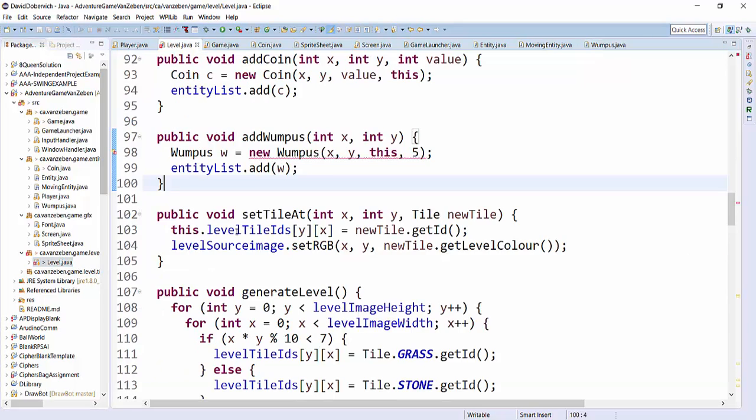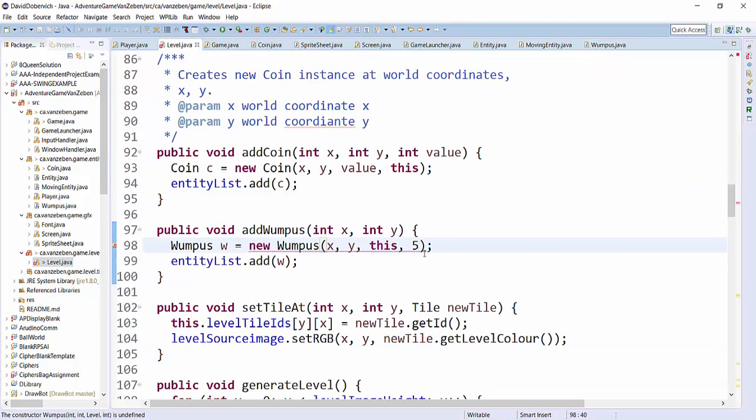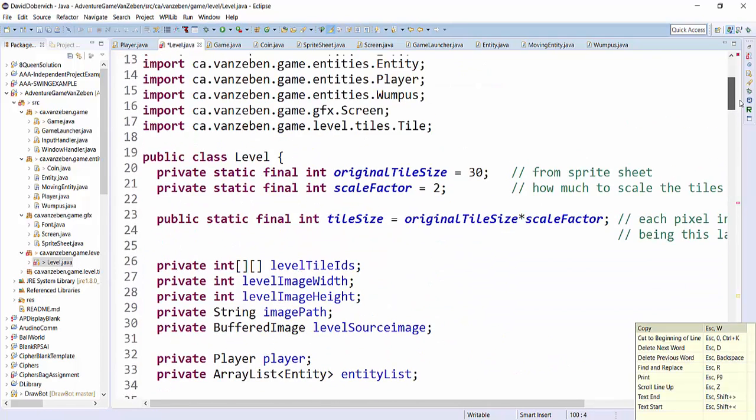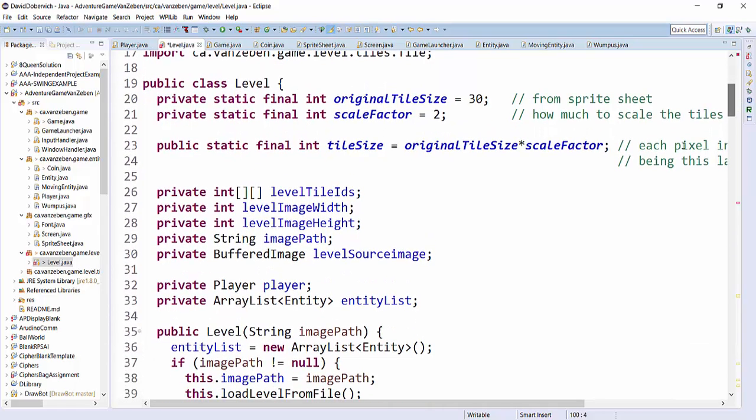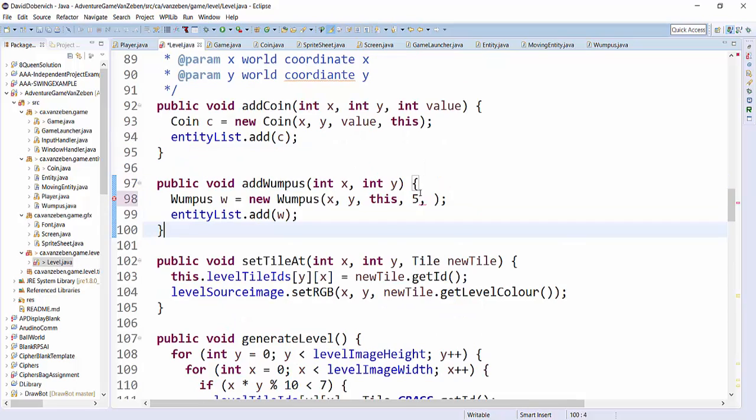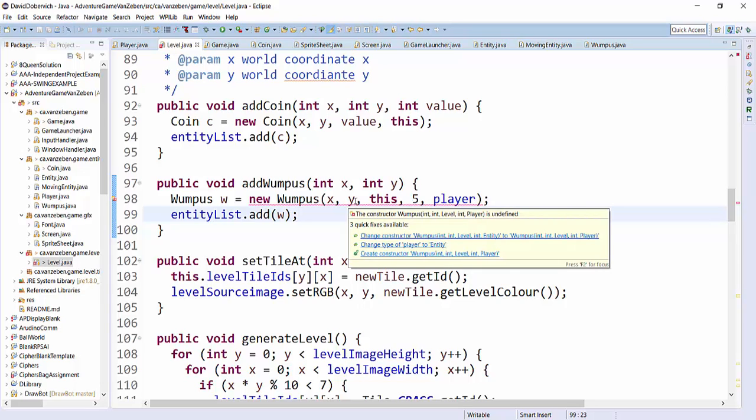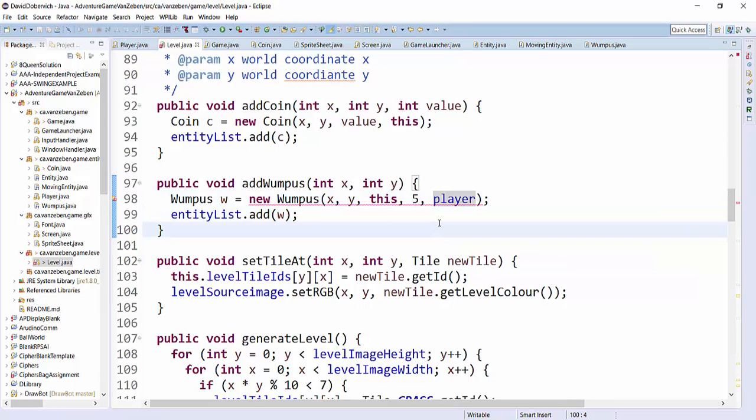Now where we're constructing the wumpus, we've got to give it a target. I think we have access to a player in here. Is that true? Nope, we don't. Level dot. I could have sworn we had a player in the level. Where are you? Level. We do. Maybe something else is going wrong. Oh, we've got to cast player. Oh, I'm sorry, our player isn't an entity. I totally forgot. Okay, that's unfortunate. We'll deal with this next time. I think we've done what we wanted to do.